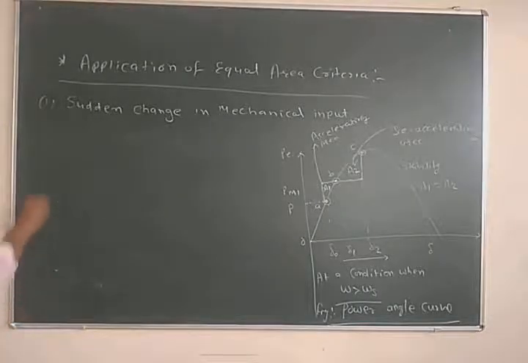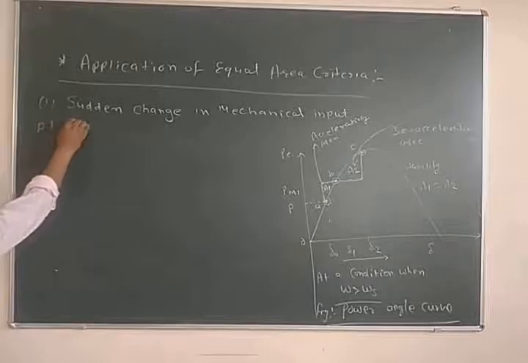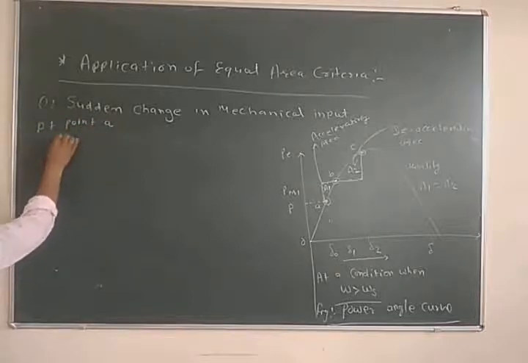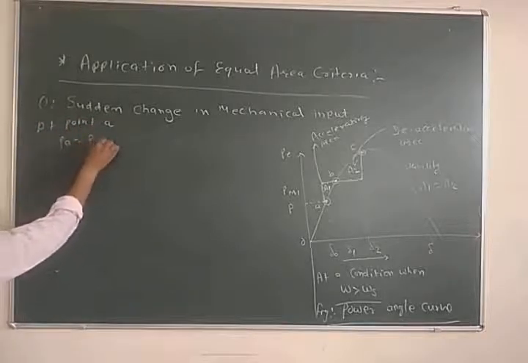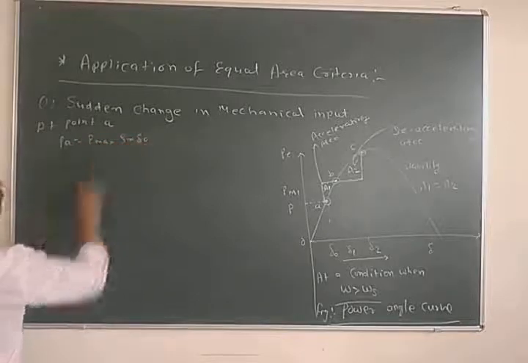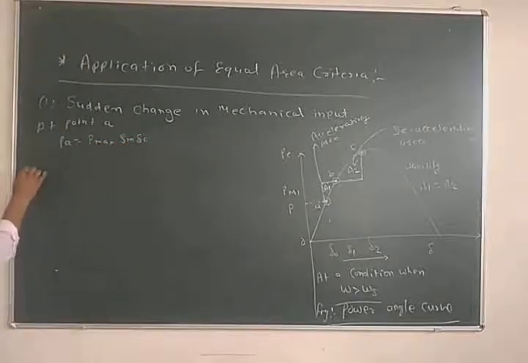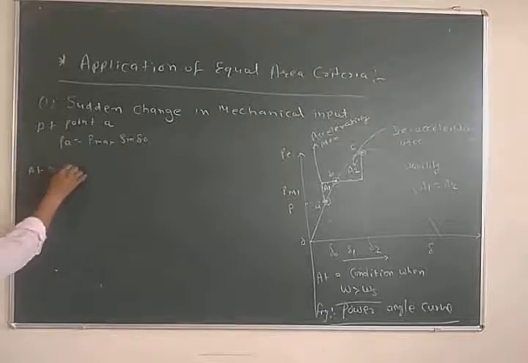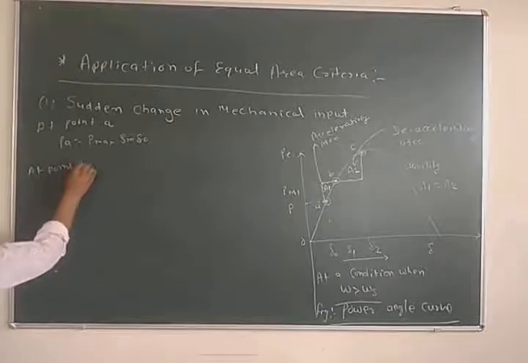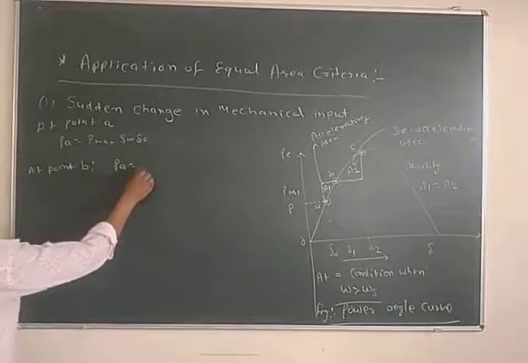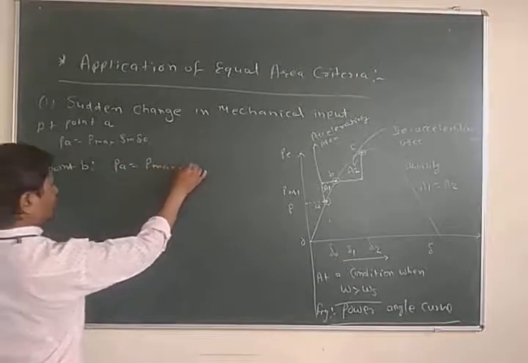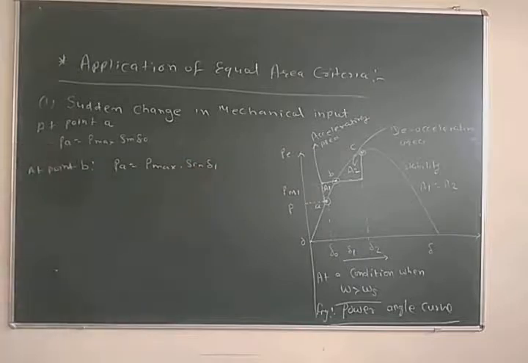At point A, accelerating power P is equal to P max sine of del 0. At point B, accelerating power P is P max sine of del 1. Now after point B, our machine will decelerate, the rotor will decelerate.